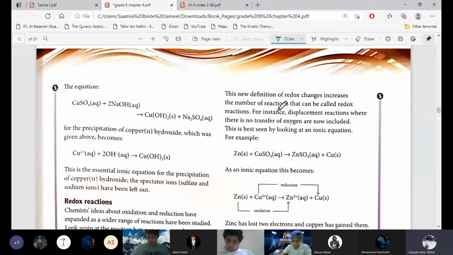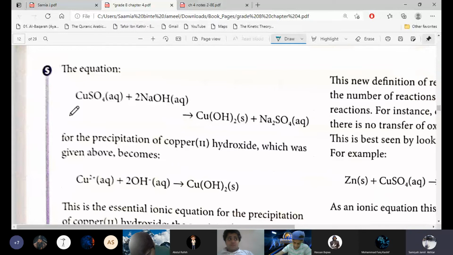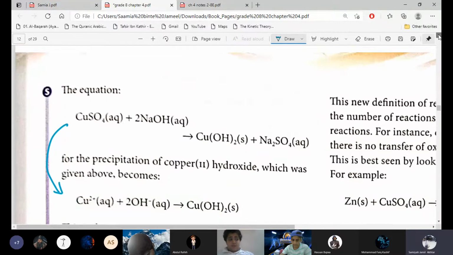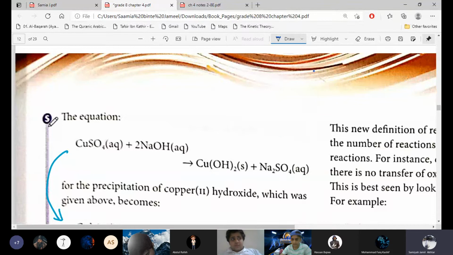On the next page there is an example of copper sulfate plus NaOH. The final form is written, but it's not written how this equation is obtained. So let's write how this equation is obtained. First we will write the ions. Copper sulfate is aqueous, an ionic compound in aqueous form, so it will split, and sodium hydroxide will also split because it's aqueous.